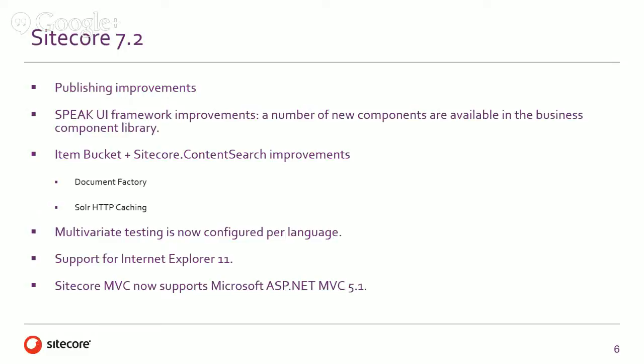There was a good deal ongoing throughout all of these around content search, around item buckets, and around improvements to both the Lucene and the Solr providers. The document factory being a very large one, and I think Martin will touch on that later in the talk. And then some other stuff to do with Solr HTTP caching to really improve the performance of your Solr solutions in there. Now we have multivariate testing that can be configured per language, which is a largely requested feature, and then obviously including support for Internet Explorer 11 and then MVC 5.1.